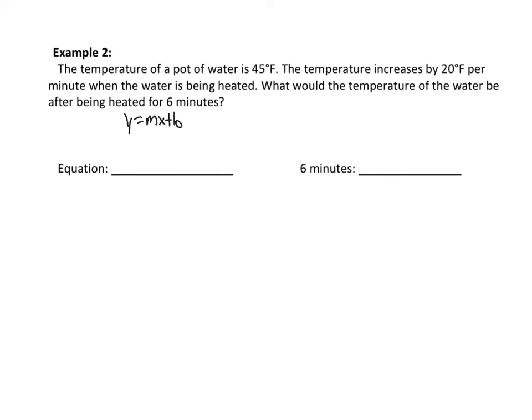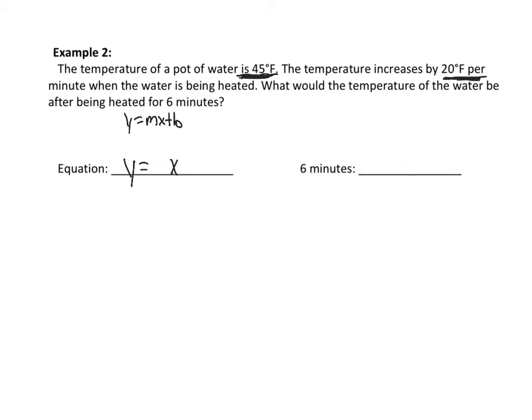And we can go ahead and fill inside the equation what will never change, the y equals and the x. So now we just need to read our problem over and kind of break down what it's saying. It says the temperature of a pot of water starts at 45 degrees. Then it increases by 20 degrees per minute.